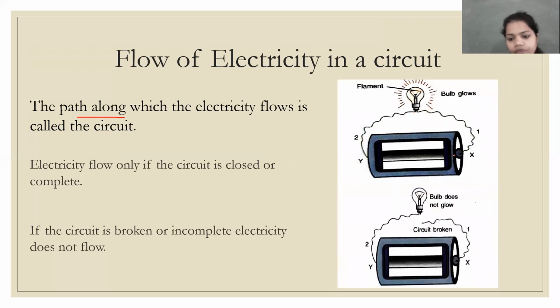Now, look at the next figure. Here you can see that the circuit is broken, and so the bulb will not glow. So the main condition for the electricity to flow is that the circuit should be closed or complete. If it is broken or incomplete, then electricity does not flow through it. Electricity flows only when the circuit is complete.